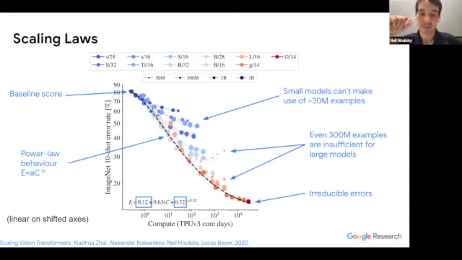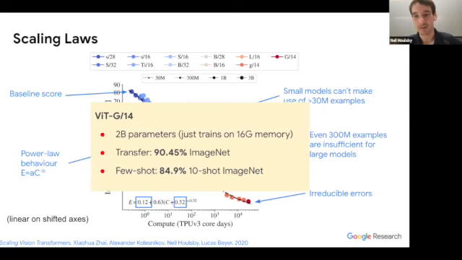So if you have a model at the size of ViT-H or larger, like 1 million parameters or more, even 300 million examples is not enough to saturate these models. So we're really surprised by how much data is required to really squeeze everything out of these models. The largest model we tried was 2 billion parameters. There are a few improvements to the original ViT architecture in the paper that are needed to make this model fit into 16 gigabytes of memory.